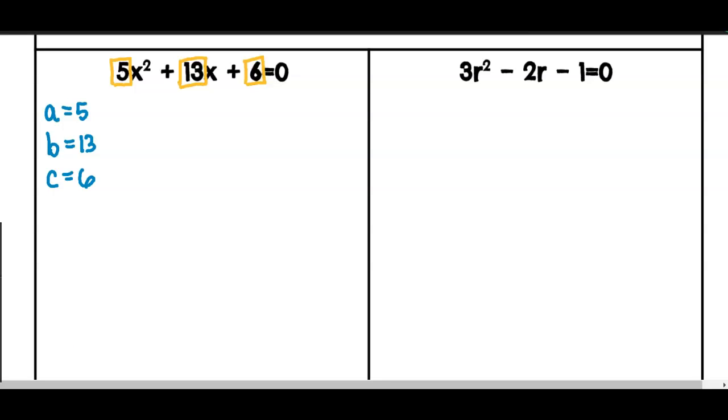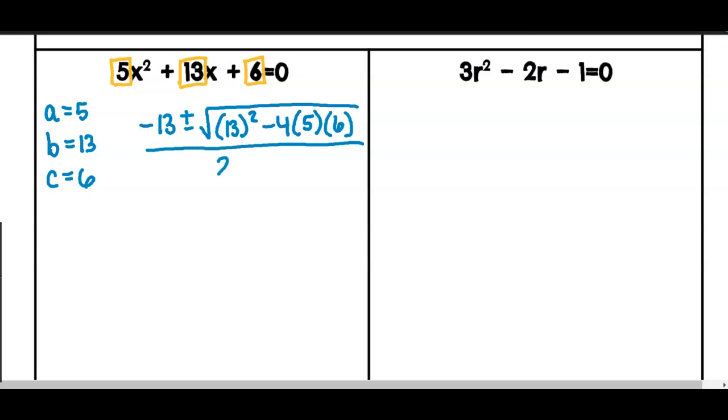All right, and now let's do our formula. So opposite b, plus or minus square root, b squared, and I always put my b squared in parentheses in case it's negative. I would suggest you do the same thing, minus 4ac, all over 2a.